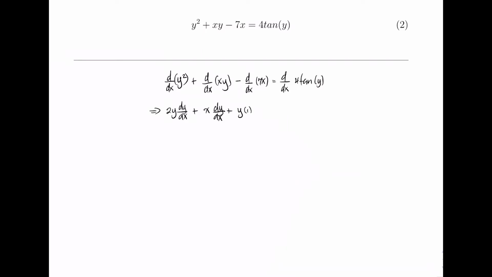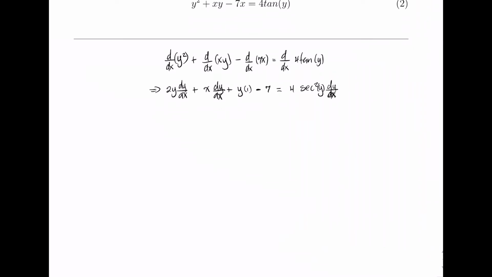We have to perform the product rule, and the product rule says that we have the first times the derivative of the second plus the second times the derivative of the first. The derivative of 7x is 7, and the derivative of 4 tan y is 4 sec squared y times dy/dx. Always remember to multiply by dy/dx when you're differentiating a term involving y. Now, dy/dx times (2y plus x), grouping the dy/dx there, plus y minus 7 equals 4 sec squared y times dy/dx.